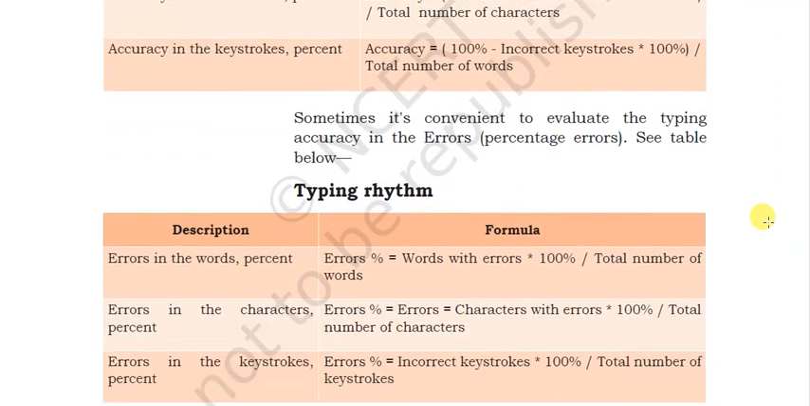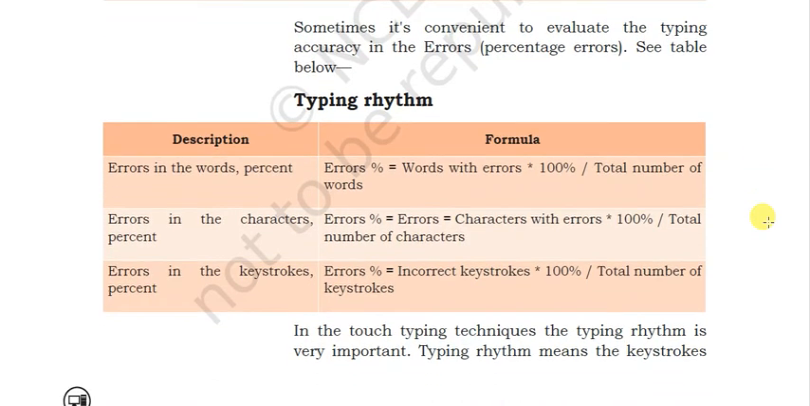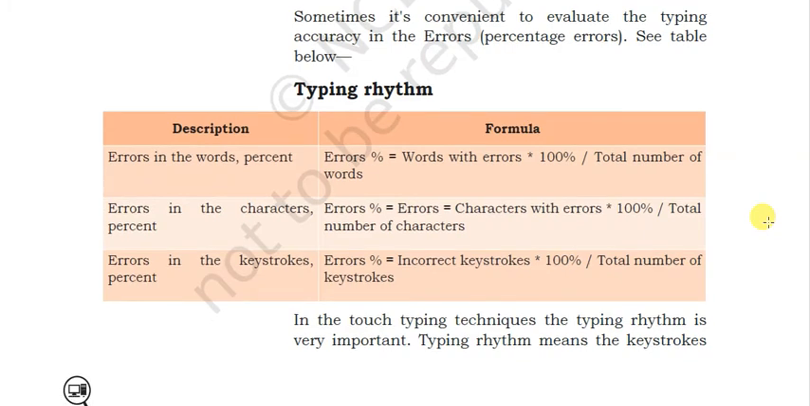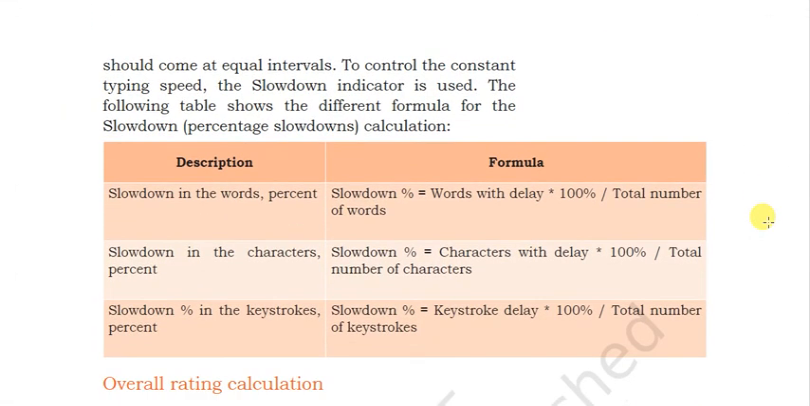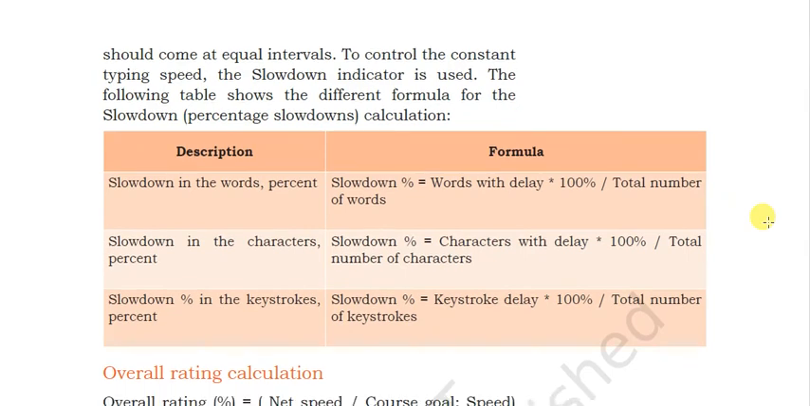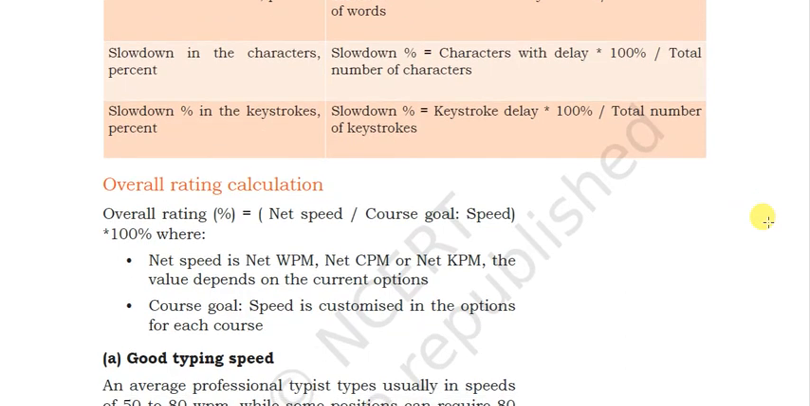Then we have typing rhythm. This is the formula for calculating the typing rhythm. The slowdown in the words, slowdown in the characters and slowdown in the keystrokes can also be calculated. Then the overall rating. Overall rating is equal to net speed upon course goal speed into 100%, where net speed is the net WPM, net CPM or net KPM.